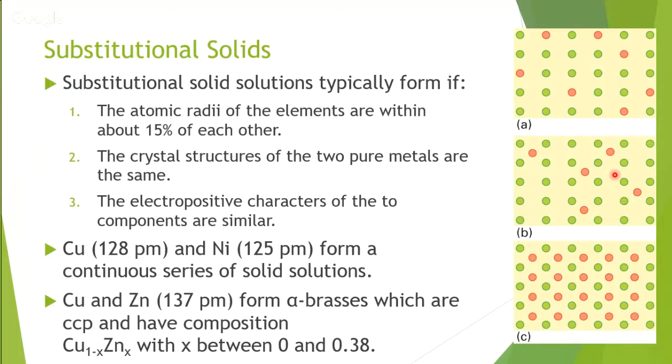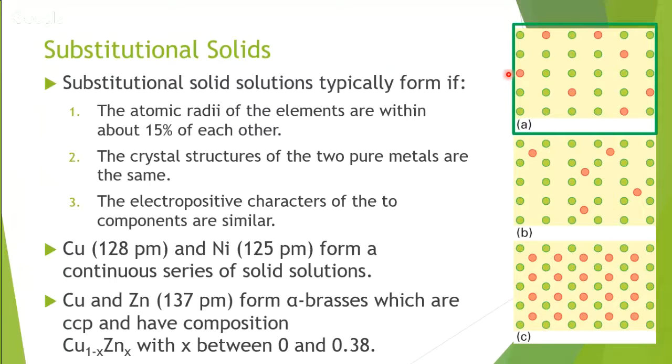For substitutional solids, so these are the first kind, we have replacement of atoms in the lattice, right? So that's this one at the top here. The green atoms represent sort of the original metal, right? And then we have replacement of those by the other atoms. So the red atoms have replaced some of the green atoms in the lattice.